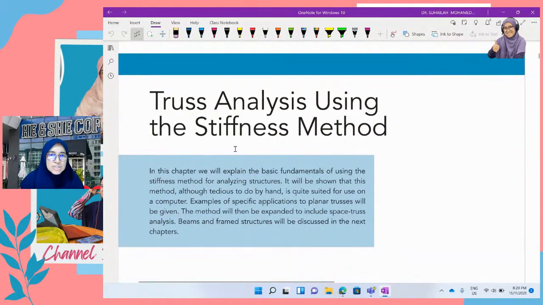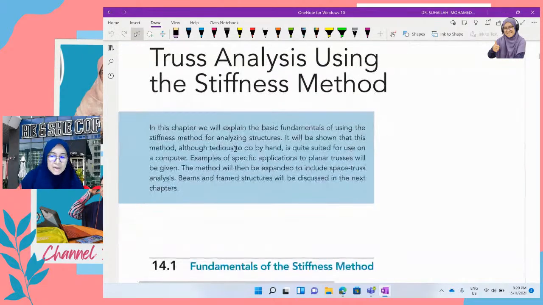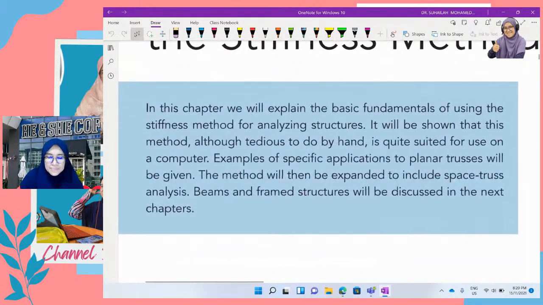Okay, truss analysis using the stiffness method. Let's look at the outcome of this chapter. You will learn the basic fundamentals of the stiffness method. The method will then be expanded to include space truss analysis, and beam and frame analysis will be discussed in the next chapters.